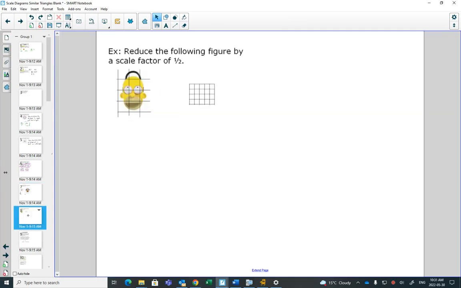Next one. Can you reduce Homer down half the size? So again, maybe the original squares here were half a centimeter. And then I made new squares that were 1/4 of a centimeter. Well, I'm going to start 1, 2, 3, 4, 1, 2, 3, 4. Go from here to here.